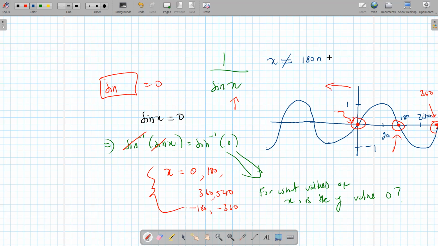See that 180n just means a multiple of 180, and we can define what n is. We can just say n is an integer. A lot of symbols here, I know, but the only important part is this: x can't be a multiple of 180. The Z there means integer.